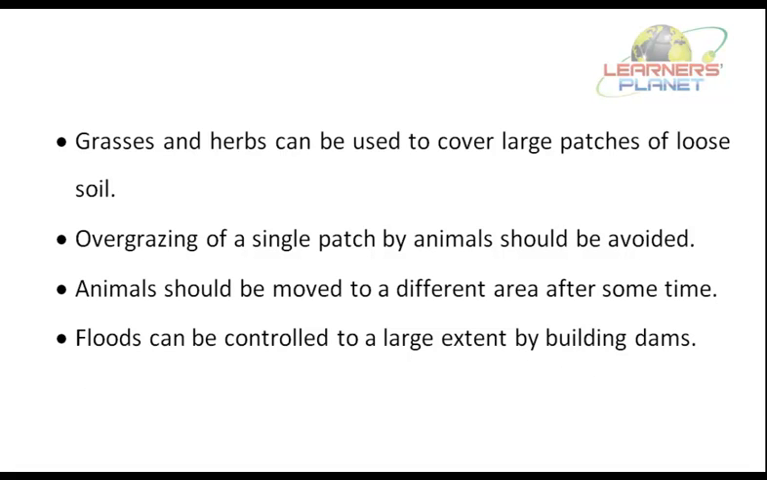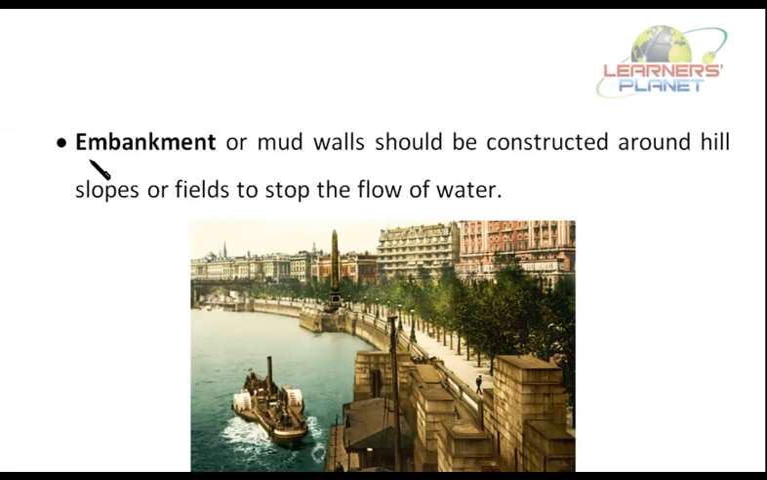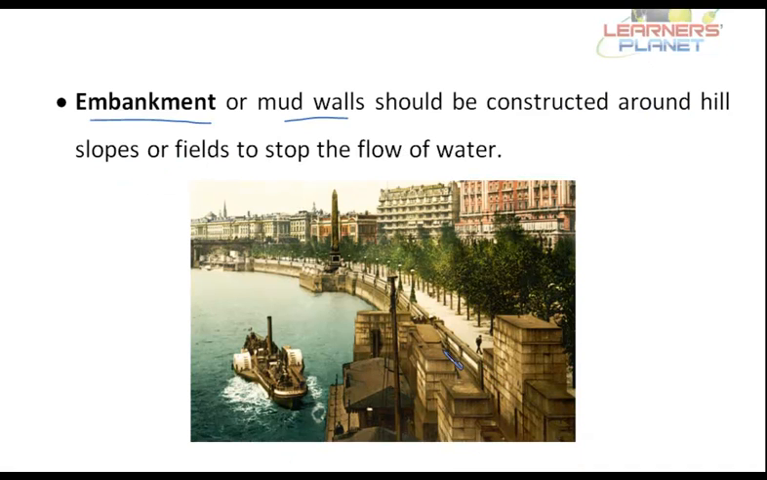Floods can be controlled to a large extent by building dams, because of which the running water or wind cannot remove the soil. It can prevent soil erosion. Other methods like embankments or mud walls should be constructed around hill slopes or fields to stop the flow of water, like this. This is a beautiful picture of an embankment. Here, how beautifully they have constructed it, so that we can stop the flow of water.